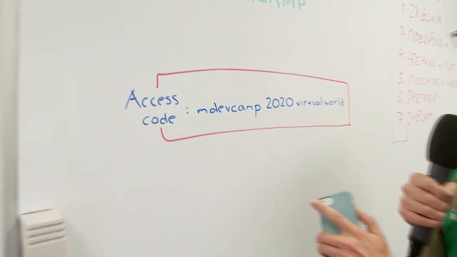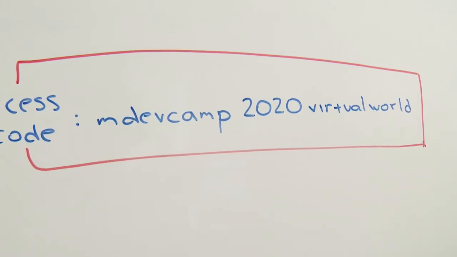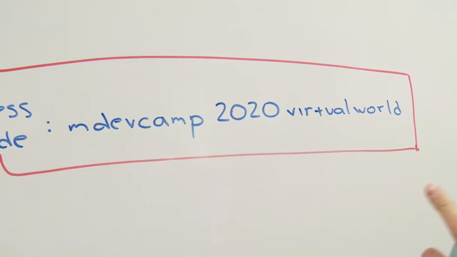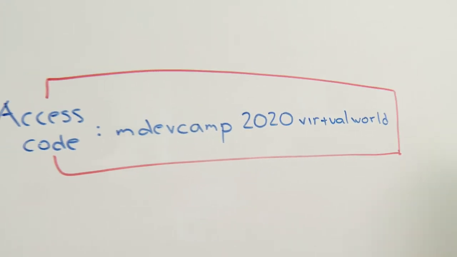And for that, they can just open the website, enter the event with the big button on the homepage, and then there is a button for virtual world where they can download the very last build of the apps, where our team prepared some nice surprises for the after party. Fireworks included, but not only fireworks, as I was told. To enter the app, your friends need to use this code instead of the code on your ticket. It's MDevCamp 2020 Virtual World, as one word, all lowercase. So this is the code for your friends.